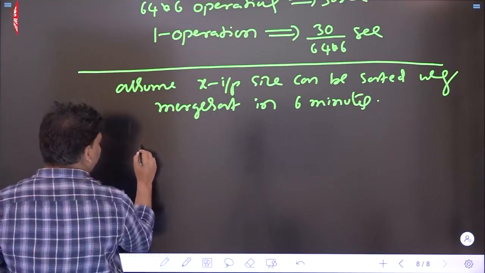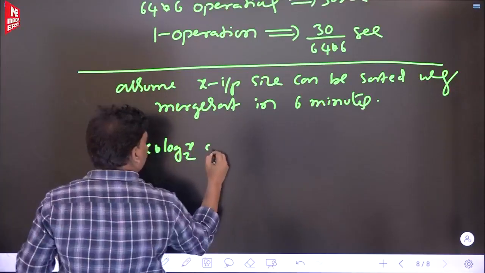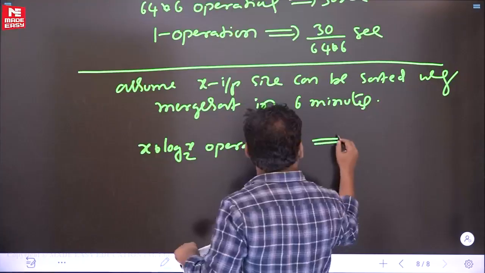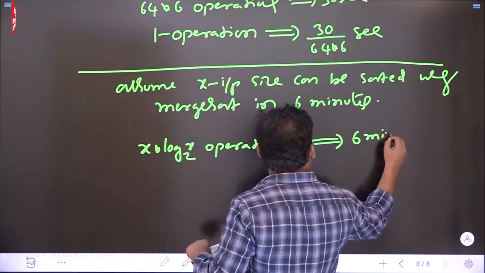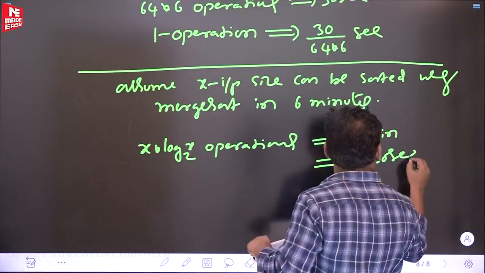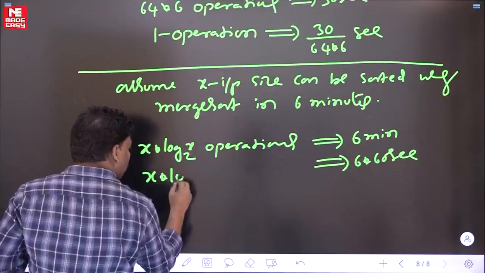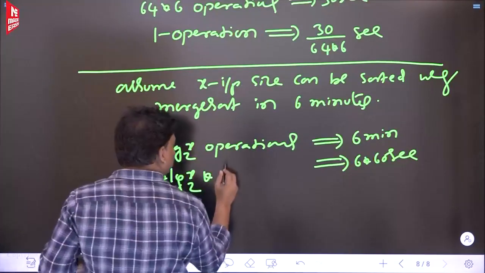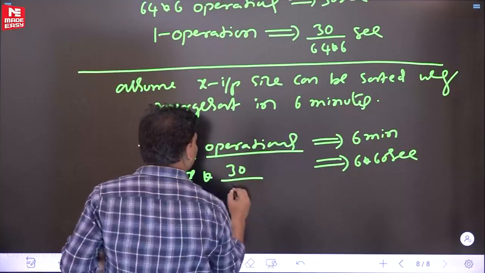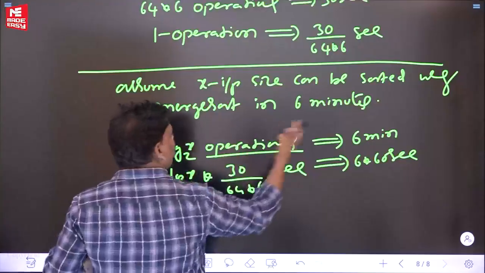That means this is the meaning: X into log X base 2 operations will take 6 minutes, which goes to 6 into 60 seconds. Right? So finally, what is the answer? X into log X base 2 operations. Can you say the one operation time? I already did it: 30 by 64 into 6 seconds. Right? This is equal to this much time.